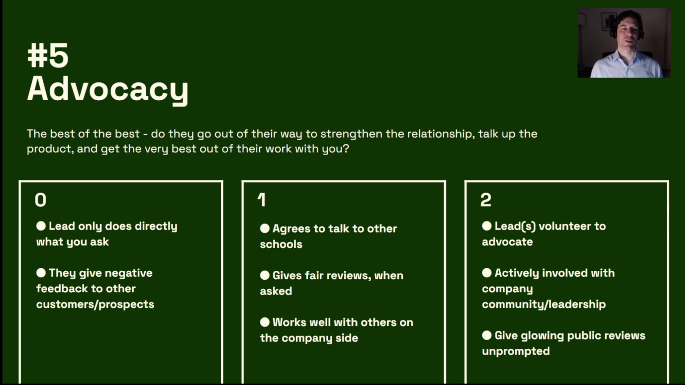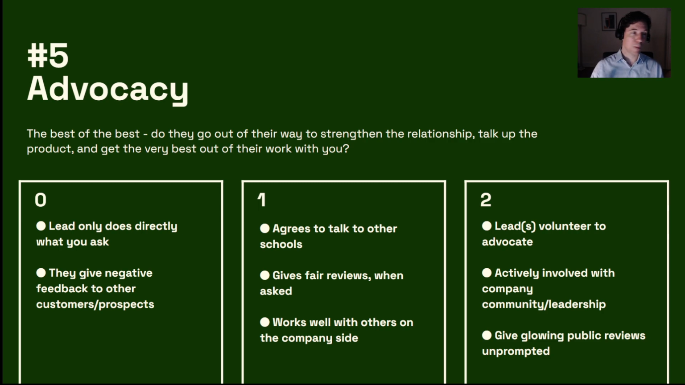A 1 in the advocacy category agrees to talk to other schools, gives fair reviews when asked, and works well with others on the company side. I'm actually not clear what I meant by that one, but generally it's a positive working relationship, but it's a working relationship very clearly. There are clear boundaries and things just don't go beyond where you expect them to be.